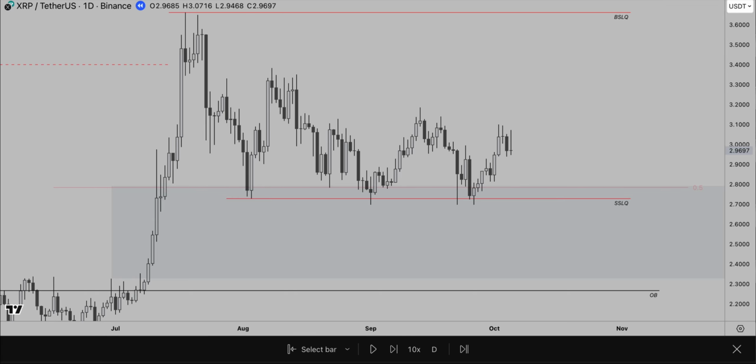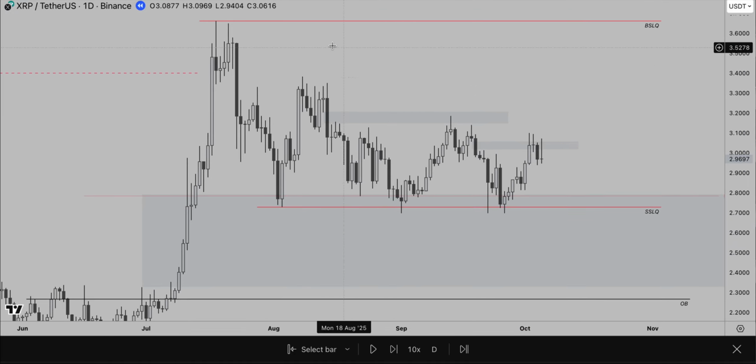We can also now mark in all of the key PD arrays within this area down here. So let's start off with this fair value gap down here, and then also this fair value gap down here. What I want to show you guys down here is, if we were to just ignore all of price action from this level down here, when we had this move to the downside, we were expecting price to come back up.